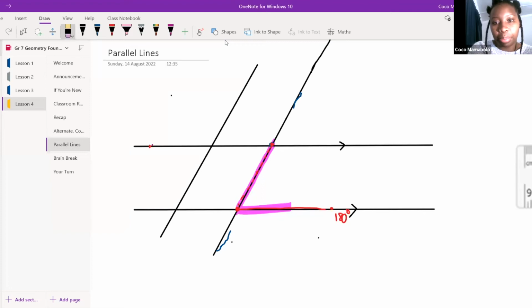Once you're done, please put the word done in the chat for me. Okay, I'm seeing quite a lot of dones. Ina says done, Tabiso says done.